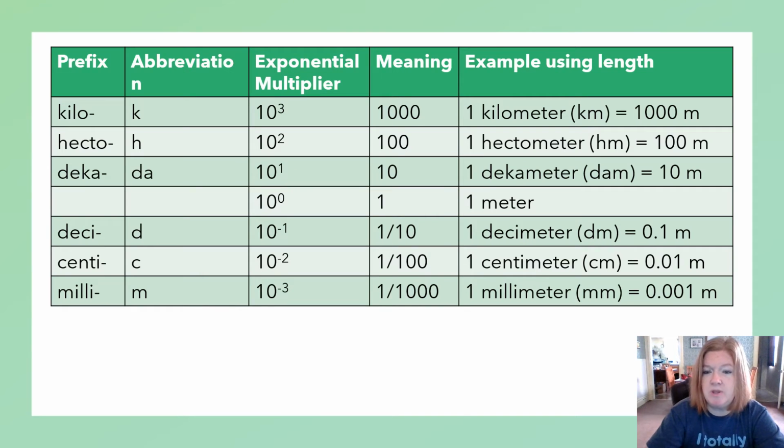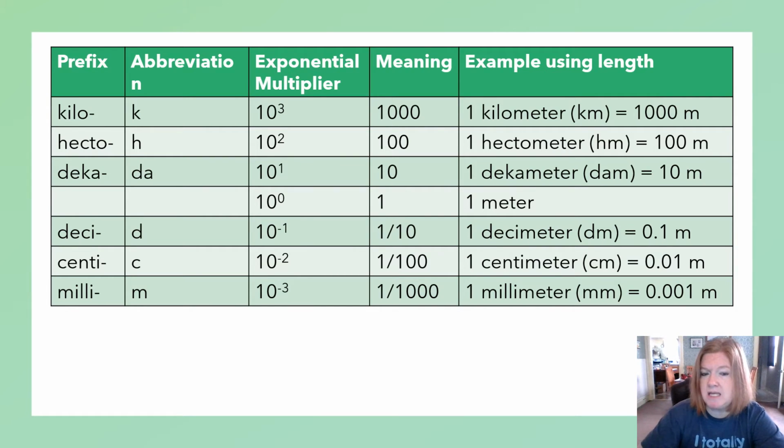So what prefixes are we using with the SI units? Well, these are some of the prefixes. In chemistry, we don't use all of these. Yes, we use kilo for kilometer, and we use deci, centi, and milli, but hecto and deca we rarely use. So in fact, they aren't even included on our reference tables, okay? But this is what they mean.